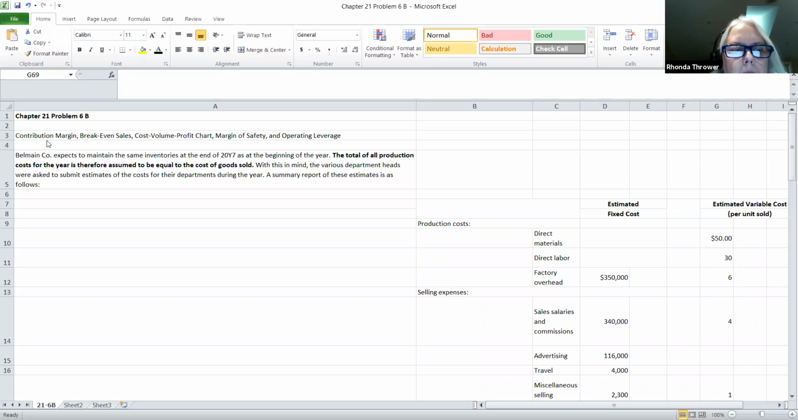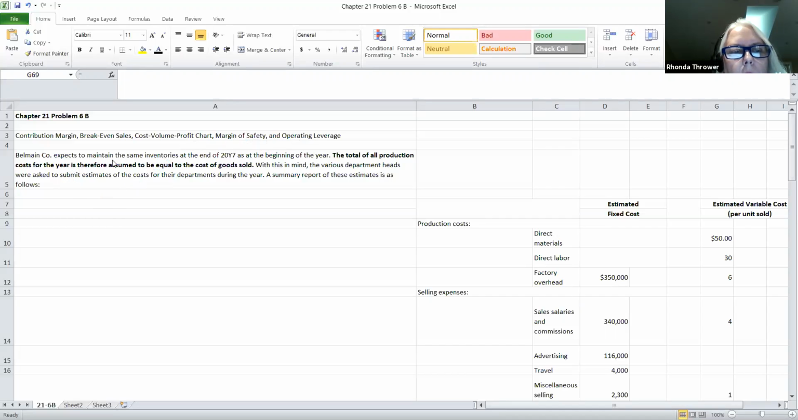What we're going to be doing is calculating the contribution margin and the break-even sales. You're going to be looking at a cost volume profit chart, margin of safety, and operating leverage. The cost volume profit chart, margin of safety, and operating leverage may be new to you today, so I'll be introducing those concepts to you as we go through this problem.